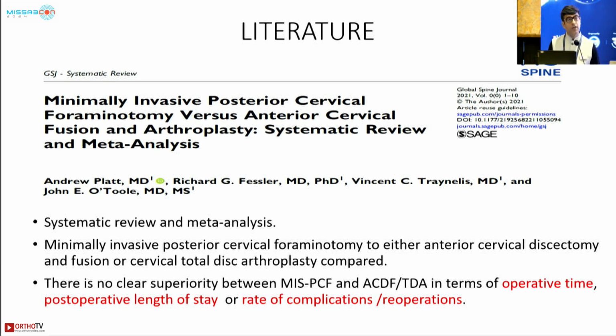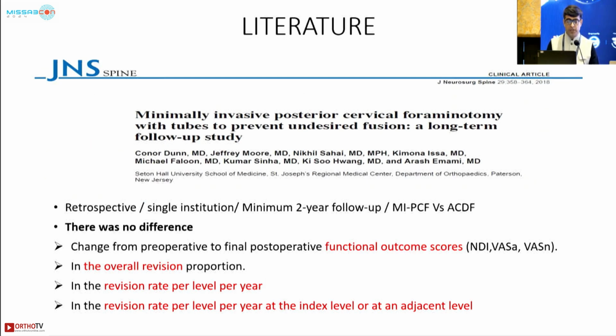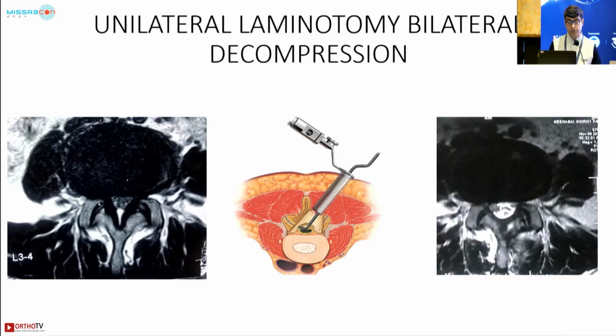This is a systematic review and meta-analysis comparing MIS posterior cervical foraminotomy versus ACDF and disc replacement. This meta-analysis concluded there is no clear superiority between posterior cervical foraminotomy and ACDF or disc replacement in terms of operative time, length of stay in hospital, rate of complications or revision surgery. This is another publication which compares MIS posterior cervical foraminotomy with tubes to prevent undesired fusion, a long-term follow-up study, and they mention no difference in outcome when compared with fusion.